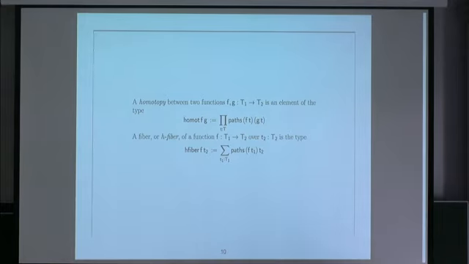So a fiber, or h-fiber, of a function f over a point is defined as you would define a fiber. What is a fiber? A fiber is a collection of elements whose image is equal to the given point. So that's precisely what's written here. It's a collection of pairs, an element together with the proof that its image is equal to, or rather together with the path from its image to this point.